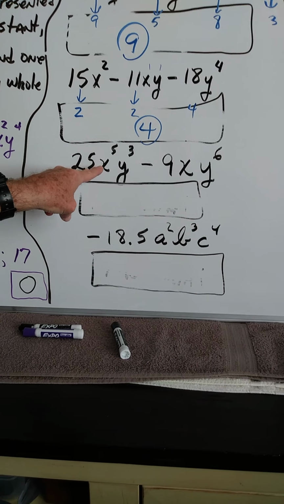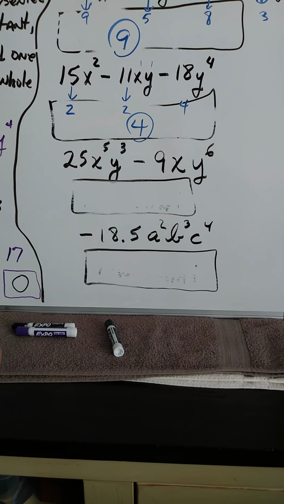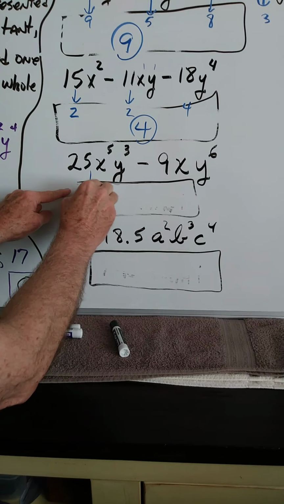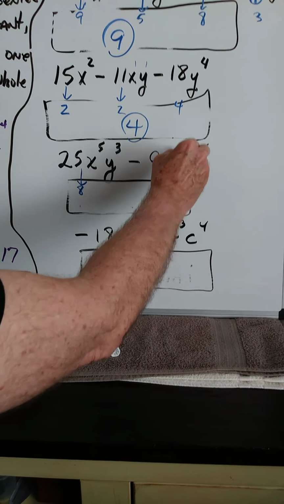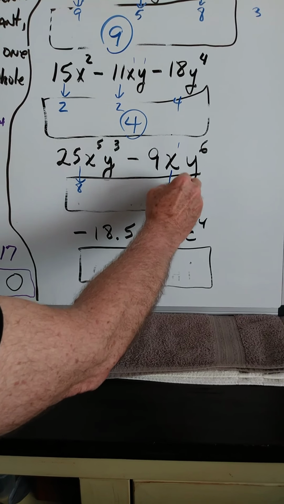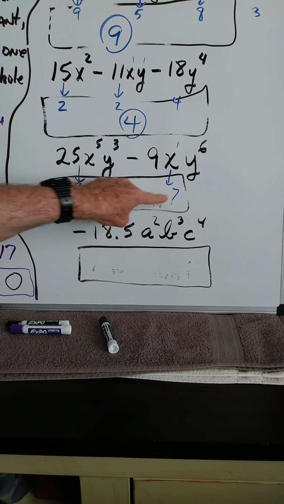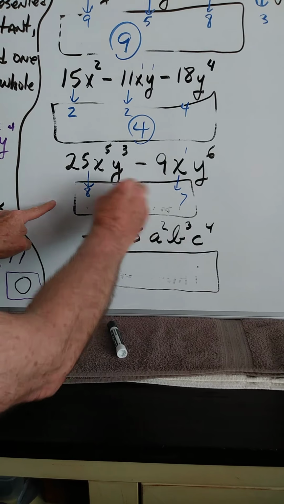Go to the first monomial term and add the exponents on the variables only. 5 plus 3. Add the exponents on the variables only. 1 plus 6. That degree was 8. That degree was 7. We take the greatest degree. The greatest degree is 8. Done.